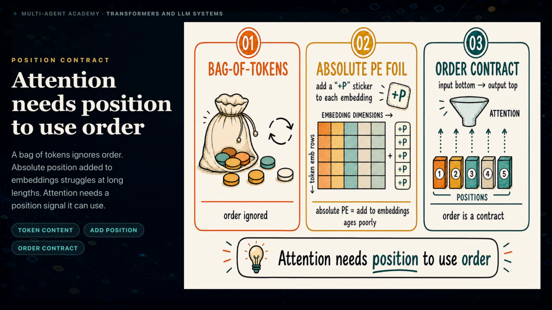Early transformers tried one fix: add an absolute position signal to each embedding row before the stack. That approach struggles when sequences get long, especially when serving goes beyond the lengths used in training. The lasting lesson is simpler. Attention needs a position signal so it can tell which token came first. Next, we look at where modern models put that position signal: inside attention.